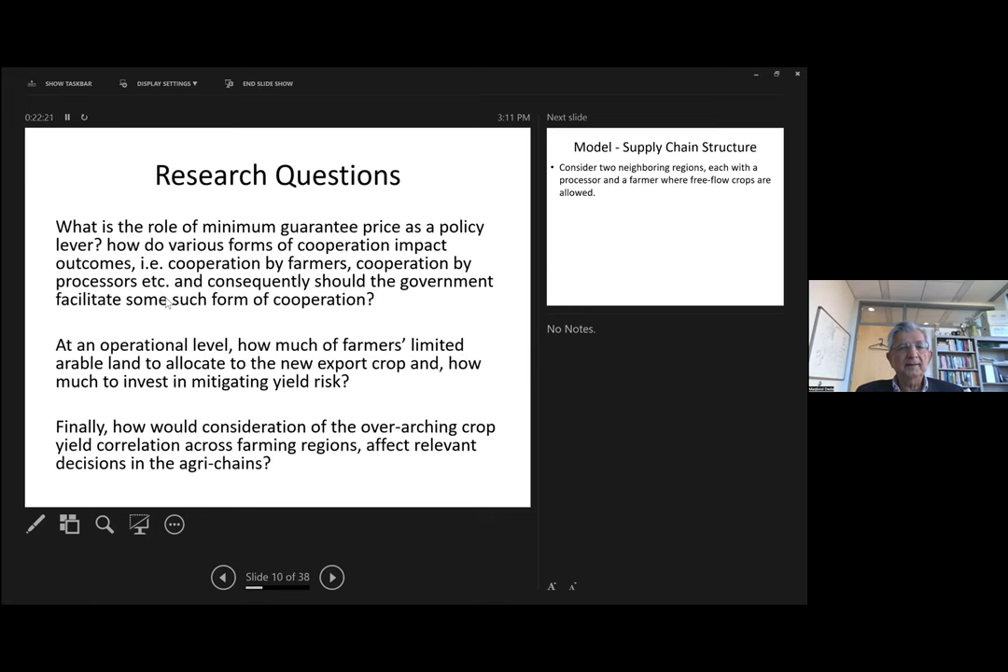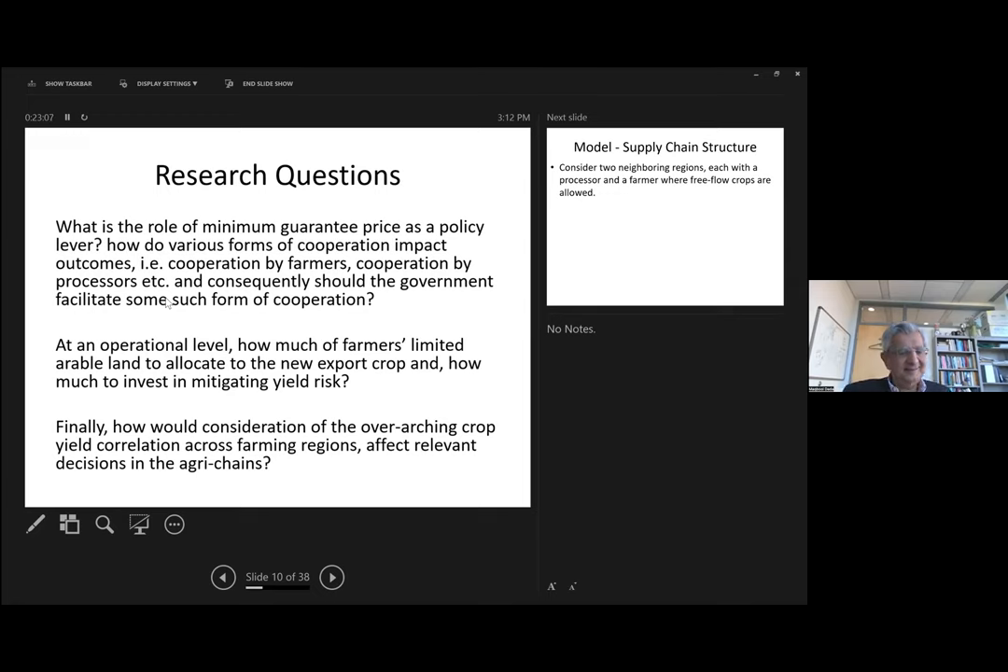So what we wanted to see was how to set the minimum price guarantee and whether having intermediation, like having vertical integration or horizontal integration, has an impact. And since we have an operations background rather than an econ or finance background, it's natural for people like me to think about the planning problem at an operational level. So how much should the farmer invest in this crop relative to some traditional subsistence farming they were doing?